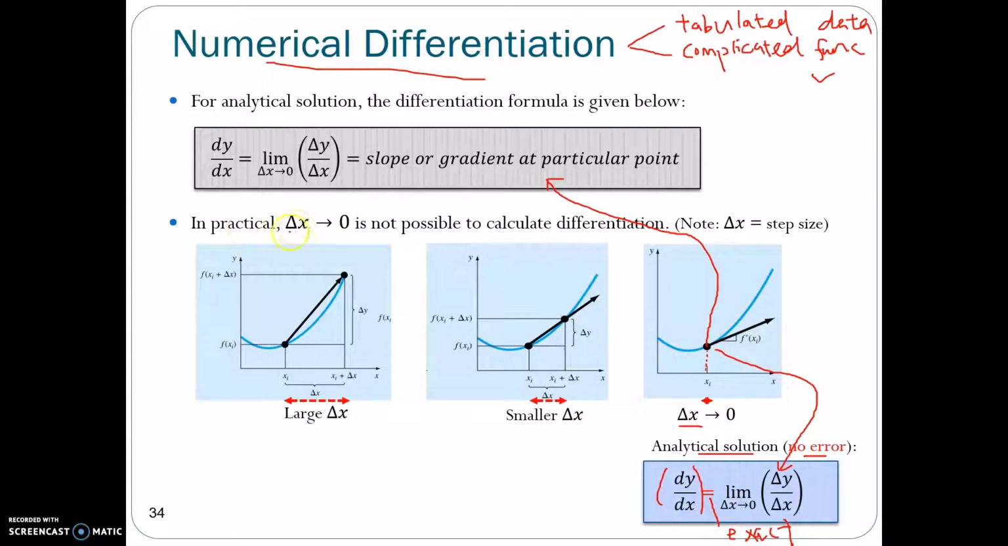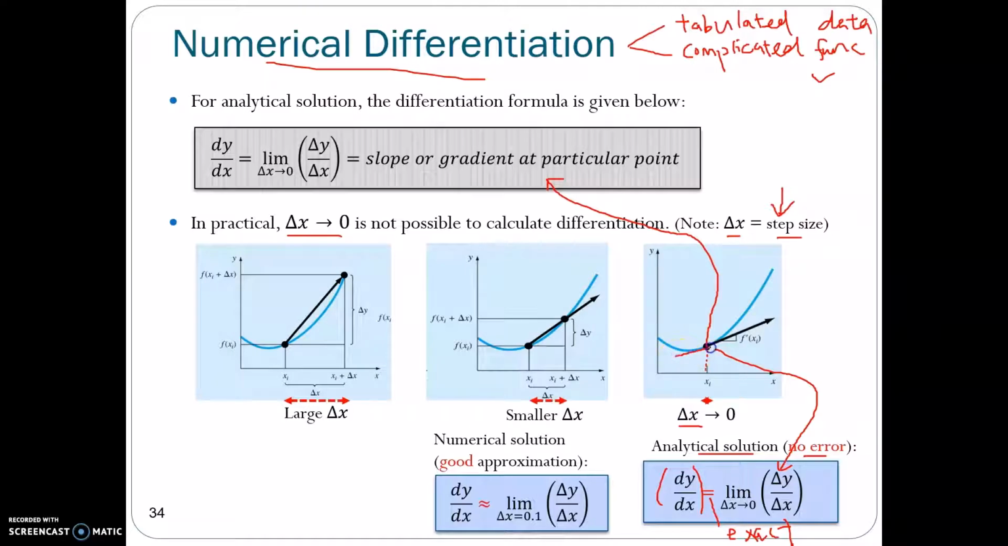In practice, it is impossible to obtain delta x approximating 0 to calculate the differentiation. So in numerical study, we set a finite value for delta x. In this case, delta x is our step size. Theoretically, the gradient should be tangent to the path here, and if we use the numerical approach, we set delta x to be a finite value here, delta y divided by delta x, and take delta x equal to 0.1 in this case. When you calculate this, you obtain the derivative solution. This solution is an approximation to dy over dx.